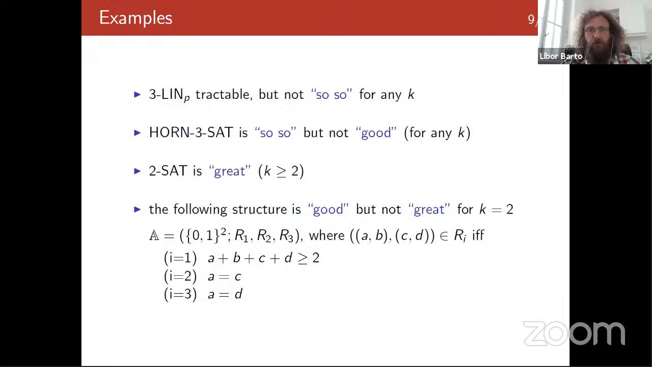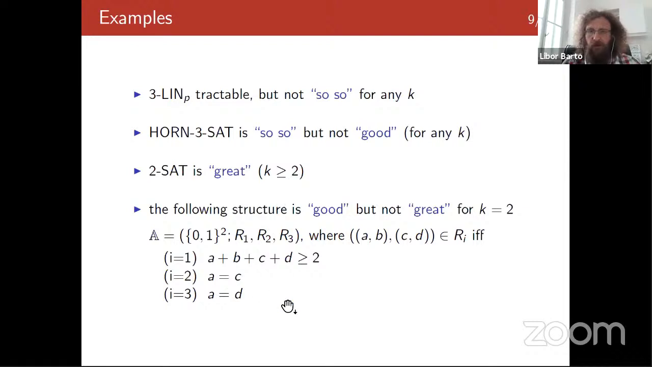So solving systems of linear equation is a problem that can be phrased as a CSP, and the consistency algorithm is useless. So it's not even so-so for any k. Hornsat is an example which is so-so, but not anymore good. So it's not good, not great. Two-sat is the great problem. And I cooked up some example which is good but not great. So somewhere in the middle.